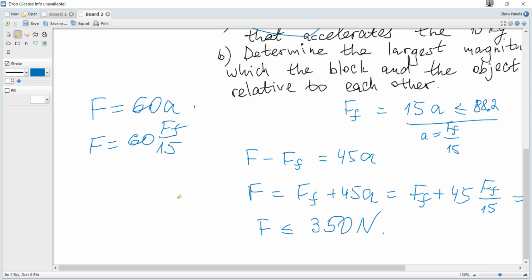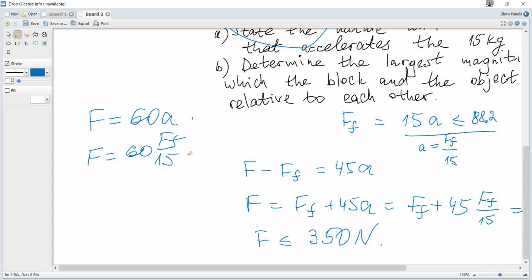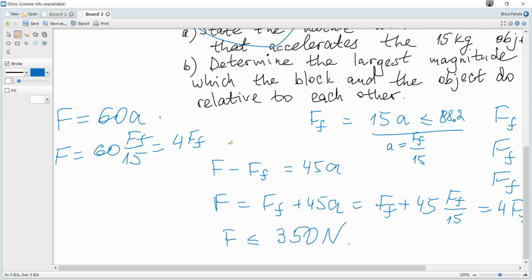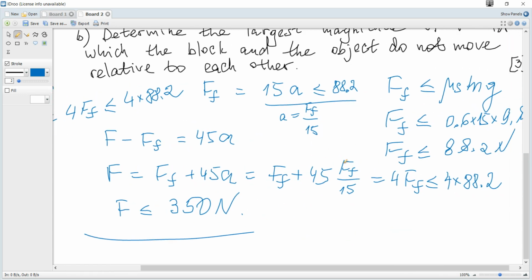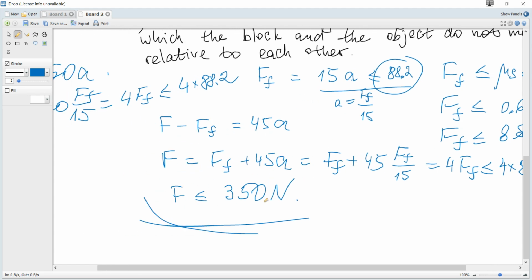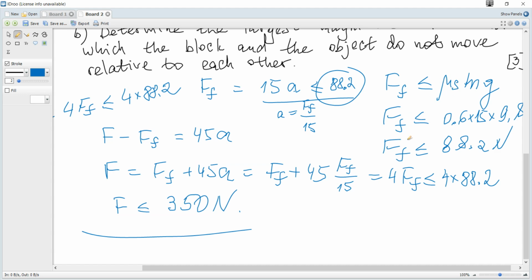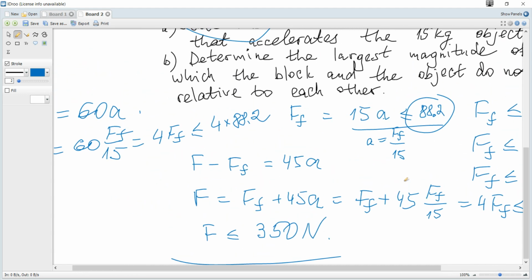So it becomes 60 F frictional over 15, and you can see 4 F frictional, and static friction is less than or equal to 88.2, so it's 4 times 88.2, and you get absolutely the same result. And you may use just this value as the maximum possible frictional force, or the maximum possible value of acceleration, to get the maximum possible force. So you may use just equality, F equals and everything equals, instead of an inequality sign. And that's all for this question.